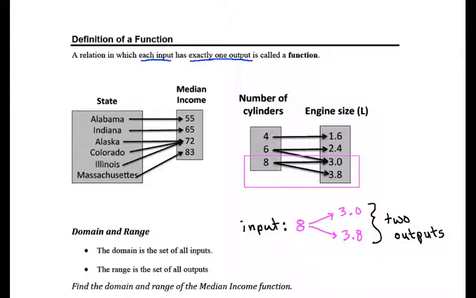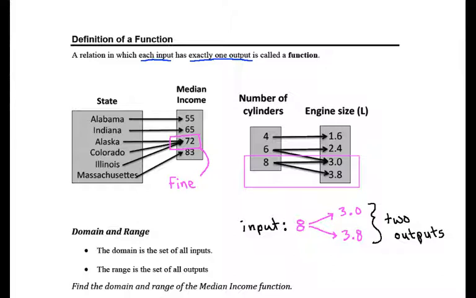Now, if we contrast that with what's going on with the median income example, even though we have the output of 72 with 3 arrows coming into it, this is fine. This does not violate the definition of a function. It's okay to have repeated outputs. It's okay to have the output 72 go with 3 different inputs. What we can't have is an input that generates more than one output.